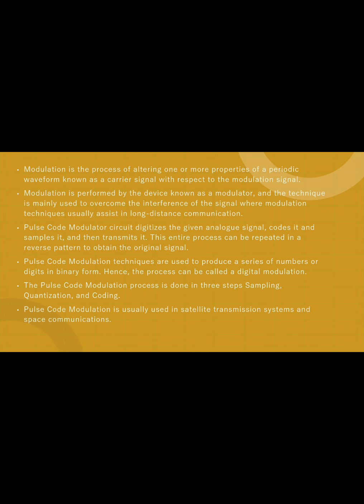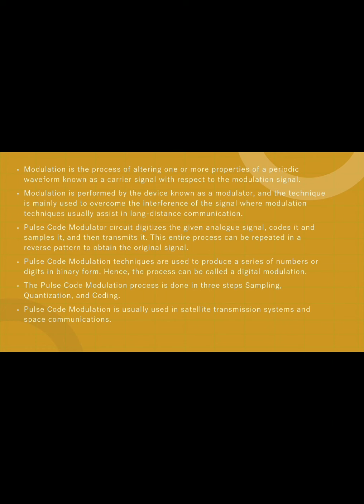In the case of problem-based learning activity 2, the pulse code modulator circuit digitizes the given analog signal, codes it and samples it, then transmits it. This entire process can be repeated in a reverse pattern to obtain the original signal. However, the encoding and decoding process must meet certain crucial requirements, including sampling frequency, quantization, interval voltage range, and allowable amplitude modulating in certain ranges.